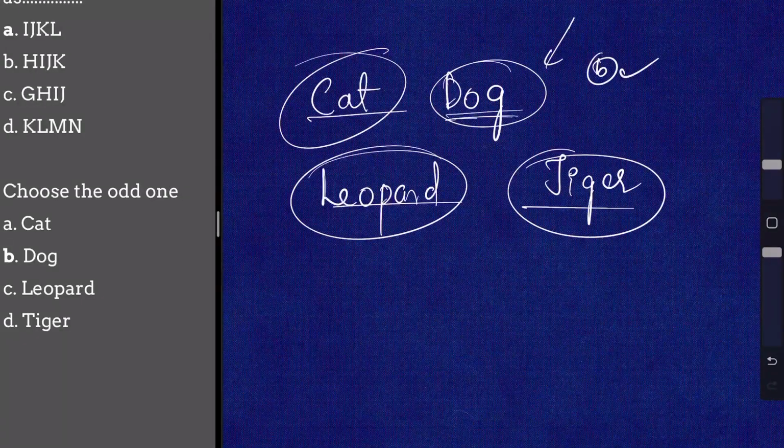So that ends the revision class by Ekcel Academy for logical reasoning for this November exam. I hope this was useful.